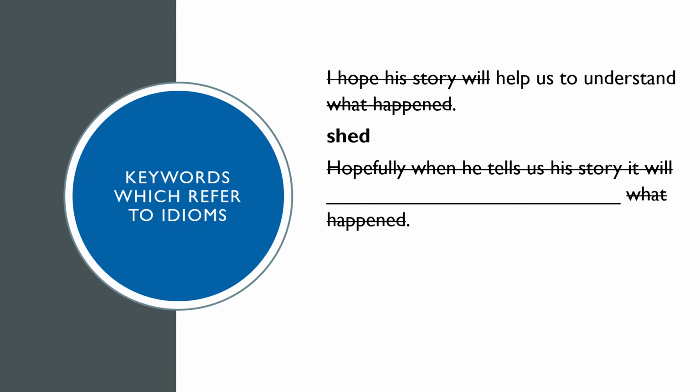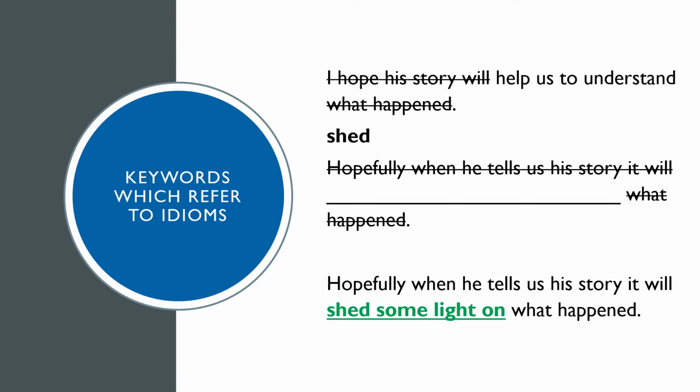Okay, I've crossed out the parts of the sentences that mean the same thing. So you can see now what's missing in part 2 is the idea of help us to understand. Any ideas how we can use the word shed to convey this meaning? Well, we're not talking about the kind of shed in the garden where you might keep your garden tools. What we need is the idiom to shed light on something, which means to help someone understand something.